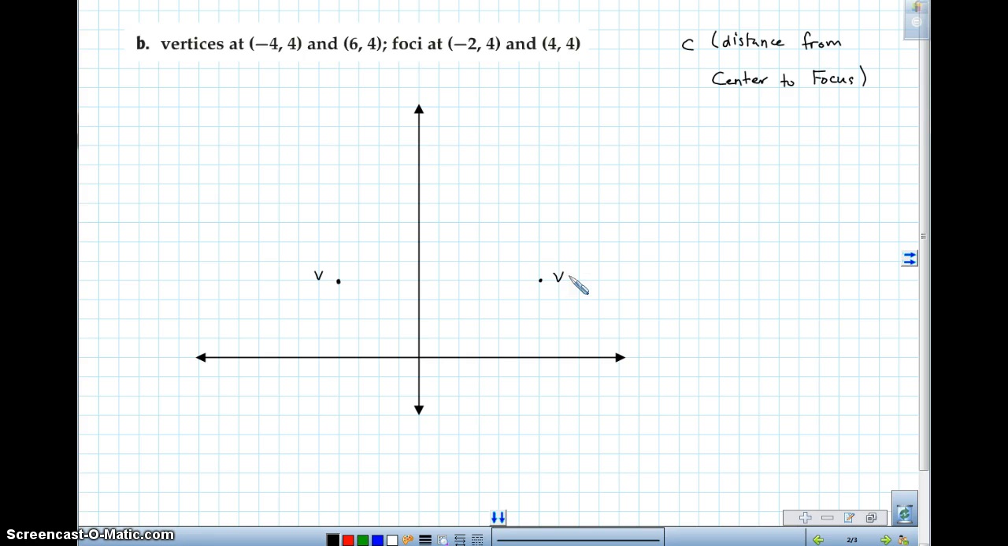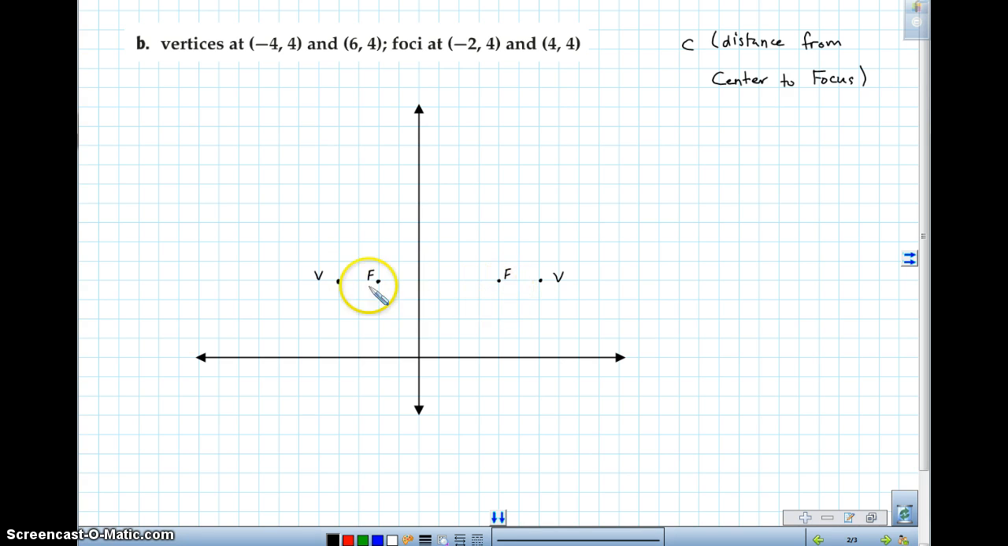And they didn't tell us anything about the minor axis, but they did tell us that the foci are at -2, 4 and 4, 4. It's important that the foci should be the same distance away from the center, just like the vertices are the same distance away from the center.